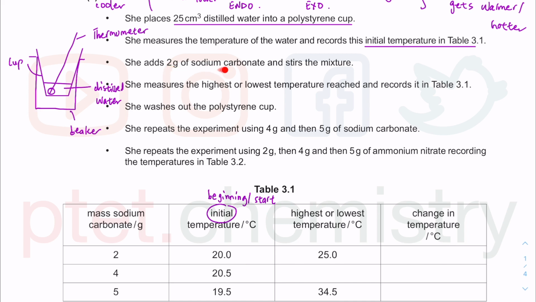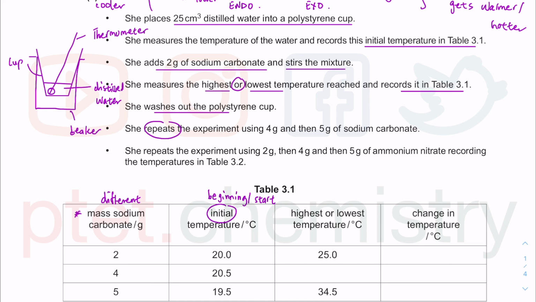Now she adds 2 grams of sodium carbonate and stirs the mixture. So you stir it so that it is mixed completely, and then she measures the highest or the lowest temperature reached and records it in this table. She washes the cup out with water and then repeats the experiment. She uses the same cup, but puts in a new batch of distilled water for every experiment. What is different is the mass of sodium carbonate. Here you can see she uses 2 grams, 4 grams, and 5 grams. But altogether, you still use 25 cl of distilled water for each and every one.